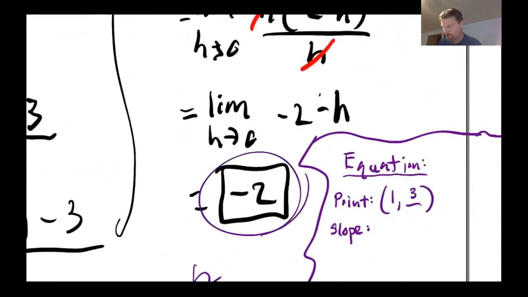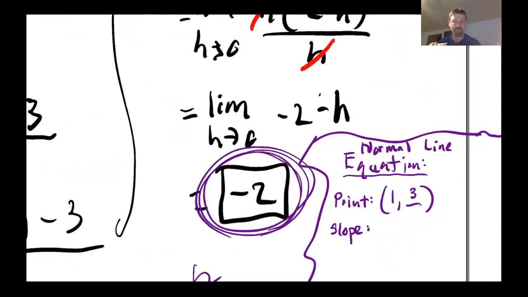Over here, that was the slope of my tangent, so the slope of my normal, let's write normal up here for the normal equation. The slope of my normal line is going to be just the opposite reciprocal of that. So opposite, instead of negative, it's going to be positive. Reciprocal means it flips. So instead of 2 over 1, it's 1 over 2. And so there I go.